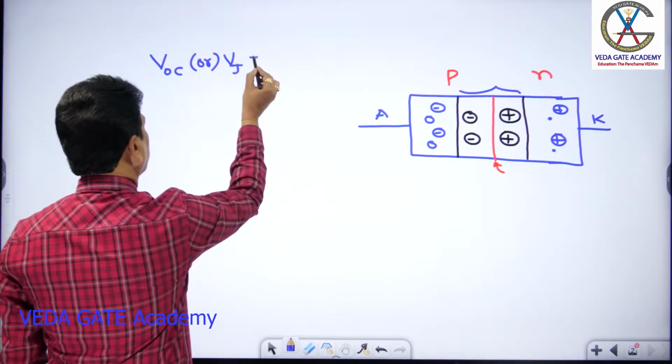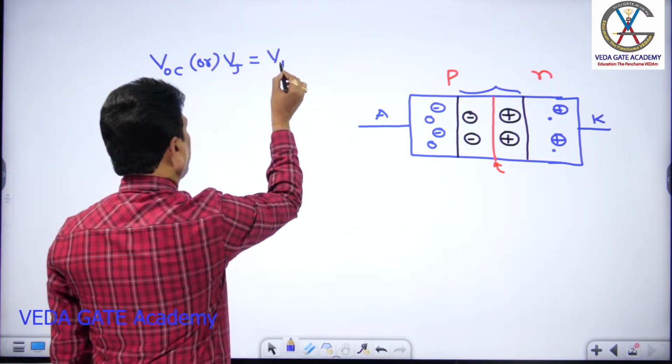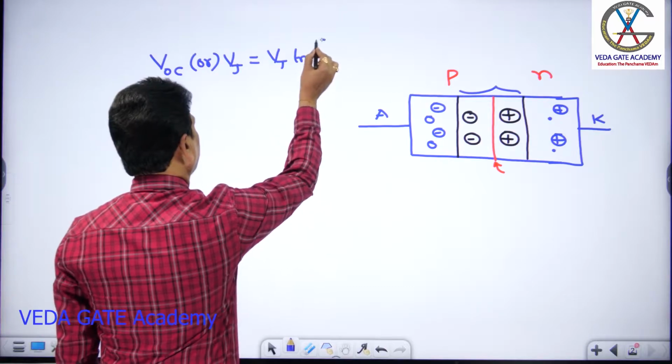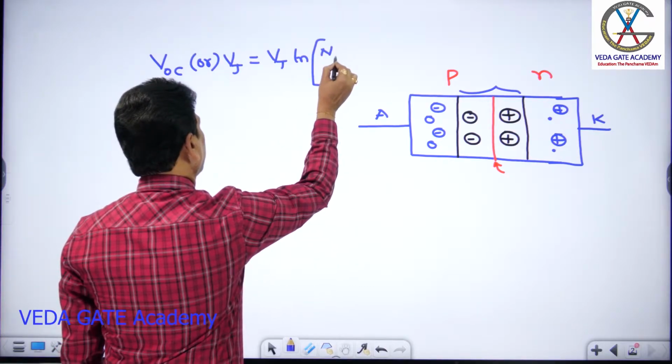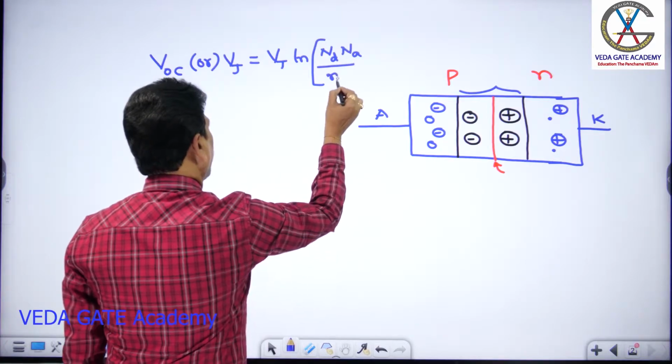So how much is it? For now, it is expressed like this: V_T ln of (N_D N_A) by N_i squared.